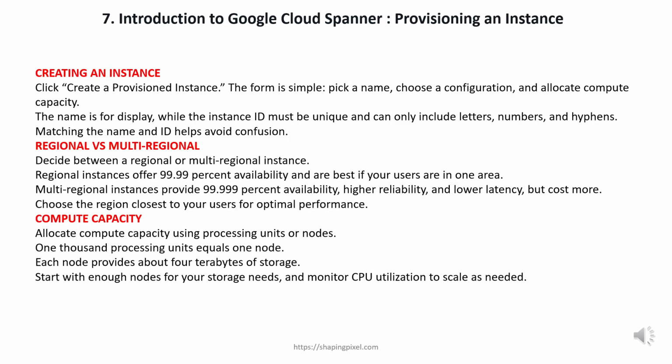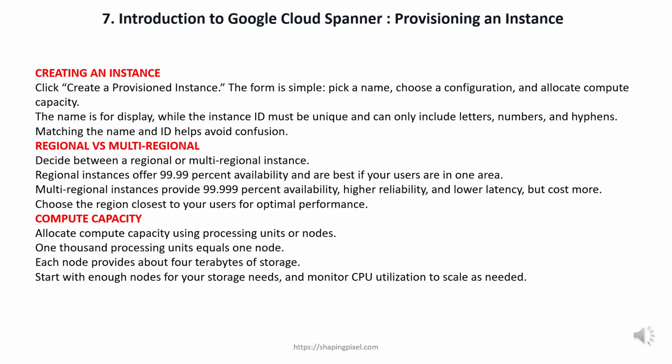Getting started with Cloud Spanner is straightforward. First, log in to the web console and search for Spanner. Click the link to access the Cloud Spanner page. If you have not created an instance yet, you will be prompted to do so. Click Create a Provisioned Instance. The form is simple. Pick a name, choose a configuration, and allocate compute capacity. The name is for display, while the instance ID must be unique and can only include letters, numbers, and hyphens. Matching the name and ID helps avoid confusion.